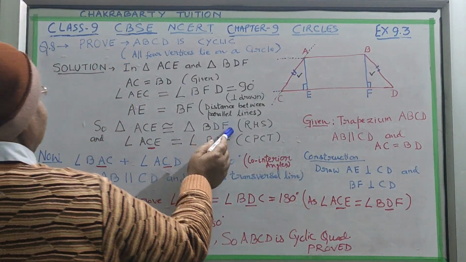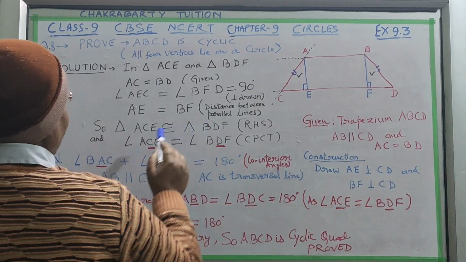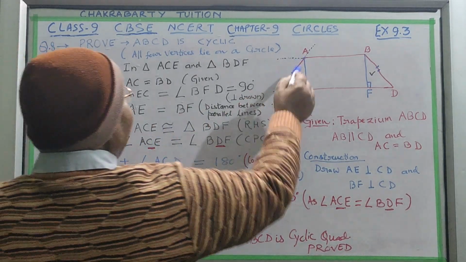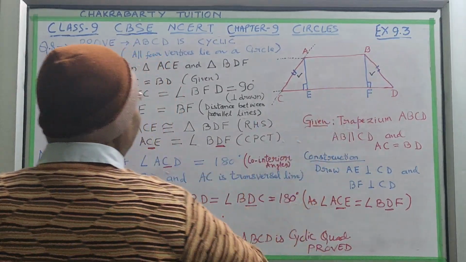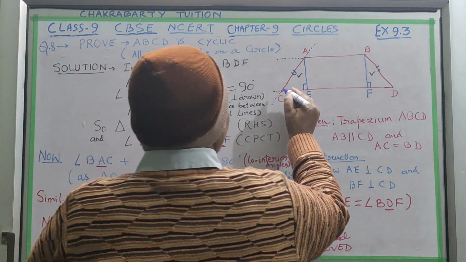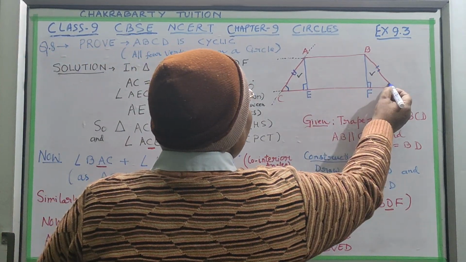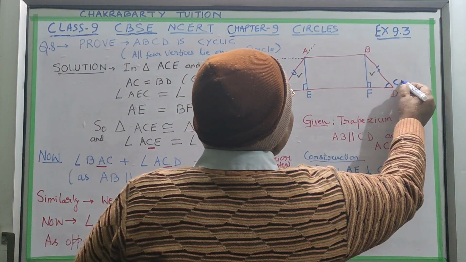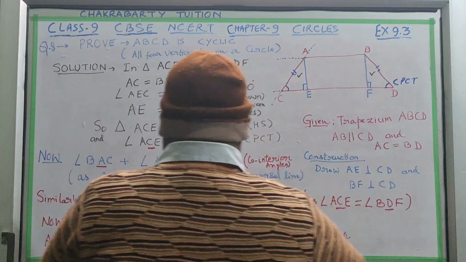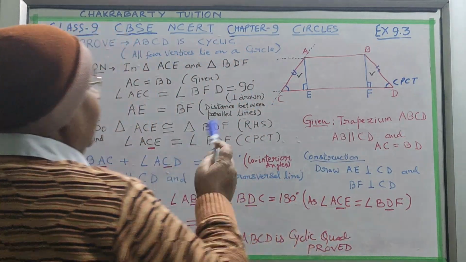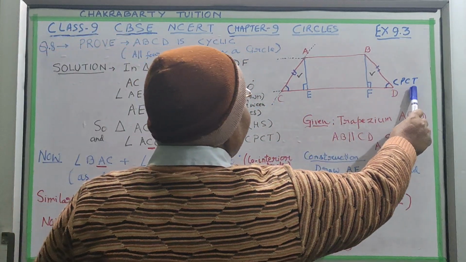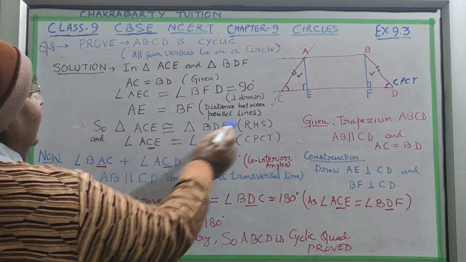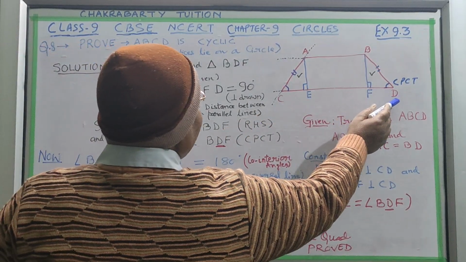Okay, so based on this it is a congruent triangle, and if it is a congruent triangle, this angle and this angle will be equal. Angle C will be equal to angle D, because of CPCT, corresponding parts of congruent triangles. So this will be equal. It means angle C is equal to angle D.